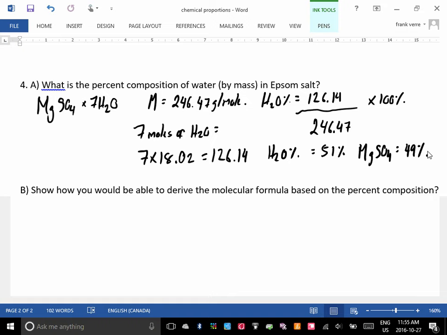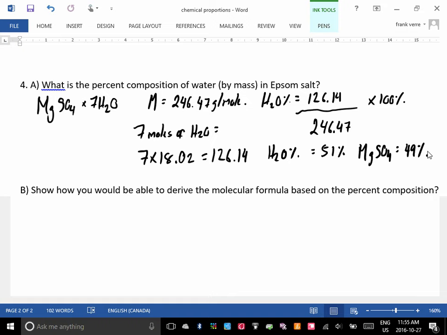Okay. In your next lab, you're going to be given an unknown hydrate. A hydrate is a compound with water attached to it, and you're going to have to figure out how many water molecules are in your substance. Now, because we already know what magnesium sulfate heptahydrate is, because we've worked with it, right? We know it's 7 molecules of water. But how would you figure out the number of water molecules if you didn't know the formula?